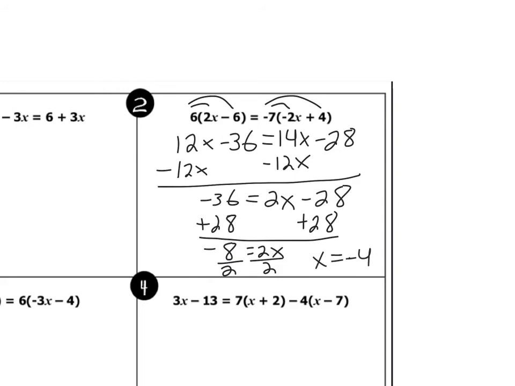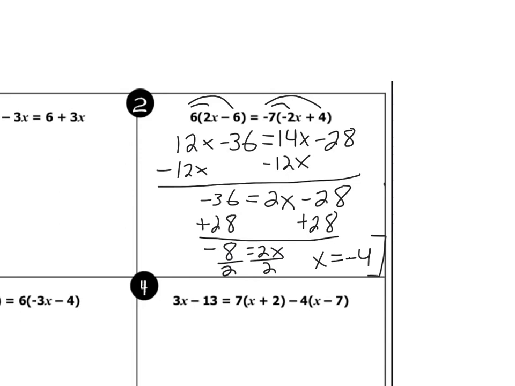So with this example, we actually got a solution for x. It wasn't one of our special circumstances where we get either no solution or an infinite amount of solutions. We got an actual solution. There's one answer that would be correct, which would be negative 4. Let's move on to number 3.